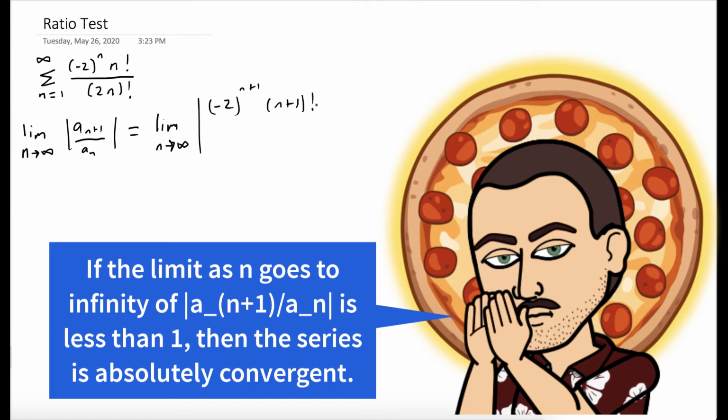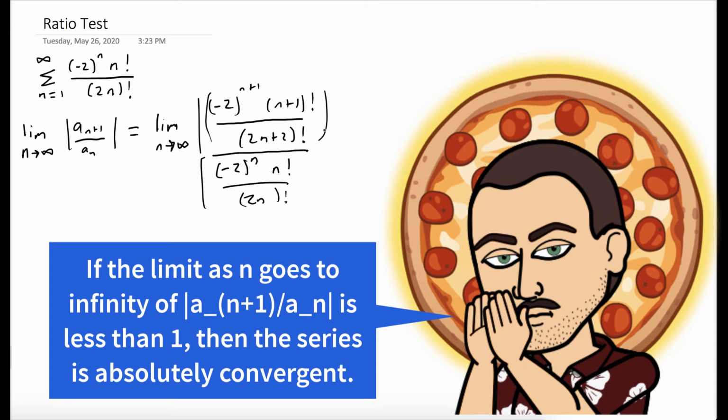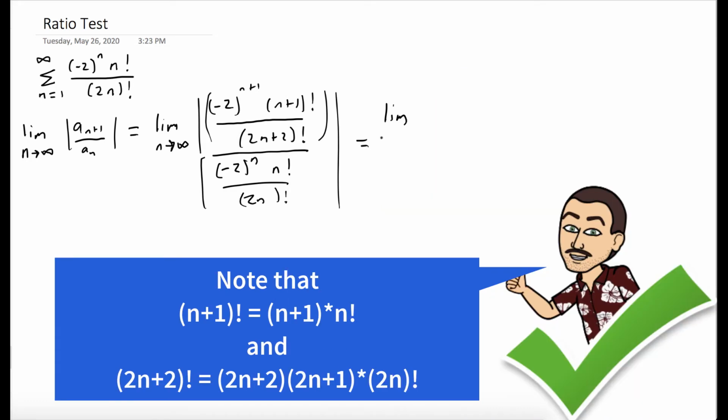So when we evaluate this limit, it's the limit as n goes to infinity of the absolute value of (-2)^(n+1) times (n+1) factorial over (2n+2) factorial, all divided by a sub n, which is (-2)^n times n factorial over (2n) factorial. Now, a lot of these terms are going to cancel out. So let's rewrite the fraction so we don't have a fraction over a fraction.